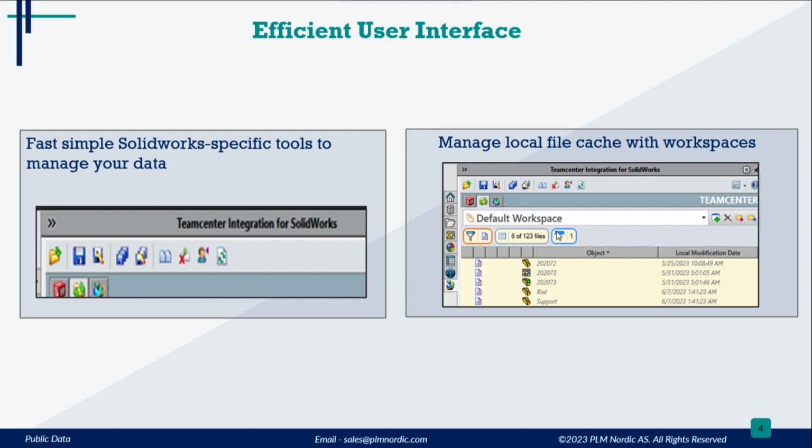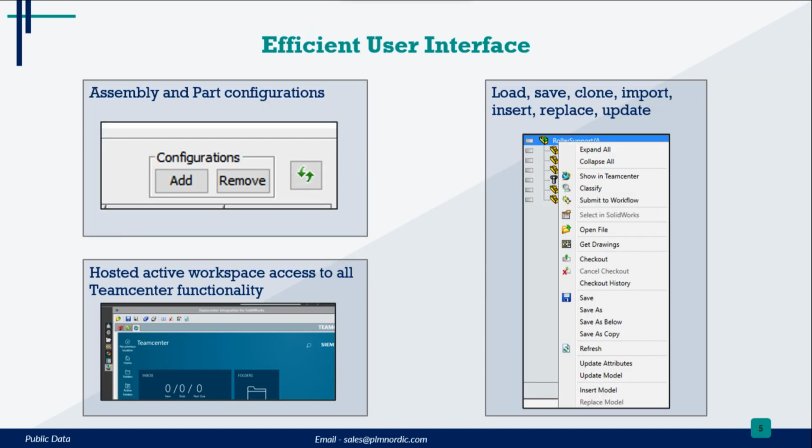Shortcut menus display a list of functionalities that can be performed. Users can see cache files in workspaces, making file management easier. Hosted active workspace gives access to all Teamcenter functionality so that we can easily edit product structure in Teamcenter and load in SolidWorks. Managing configurations becomes efficient, with separate options to add or remove them in the Teamcenter database.